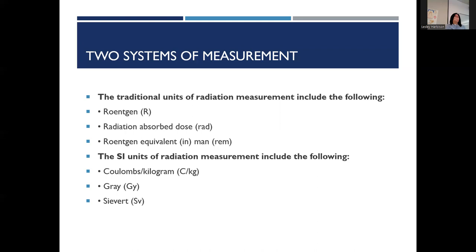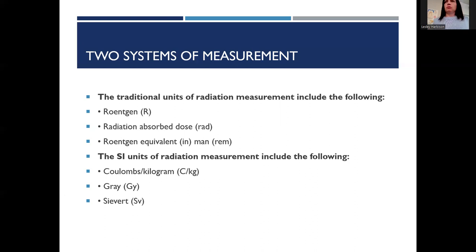And then there's a newer international system, and that's the SI units. SI stands for something. It's in the textbook, and I didn't even put it in my notes. I don't remember what it was, but the SI units of radiation measurement include gray and sievert. So the take home of this slide: traditional is Roentgen, rad, rem. SI is gray and sievert. That's the take home.